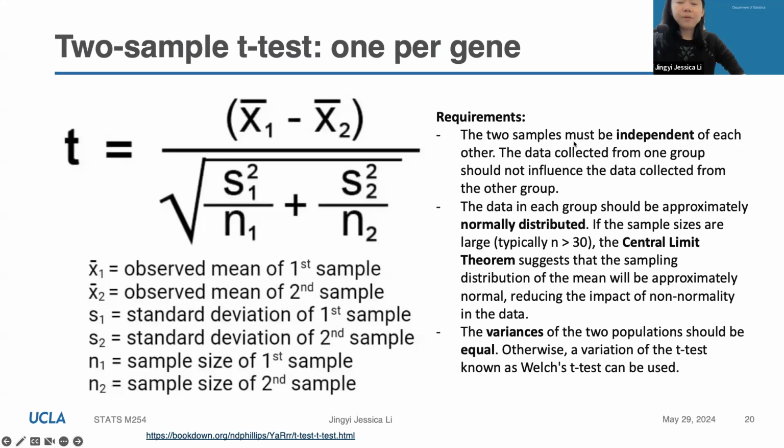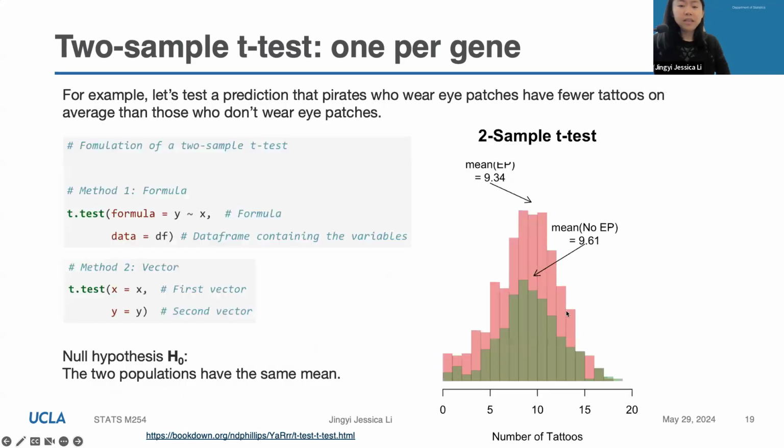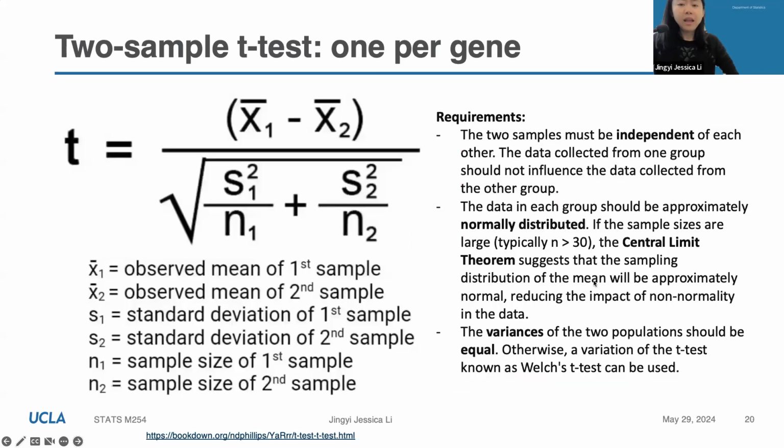First, the two samples must be independent of each other. That means the data collected from one group should not influence the data collected from the other group. Second, the data in each group should be approximately normally distributed. This example actually shows that it's kind of a bell shape. If the sample size is large, like if you have more than 30 data points per group, it's not so much of a concern.